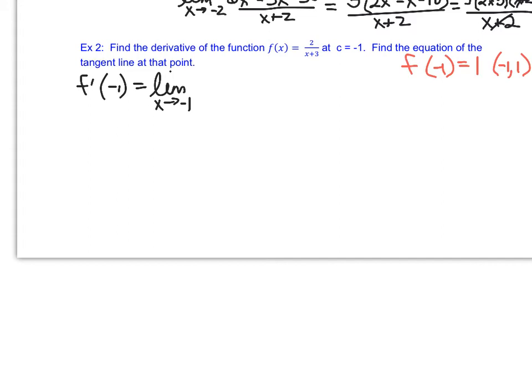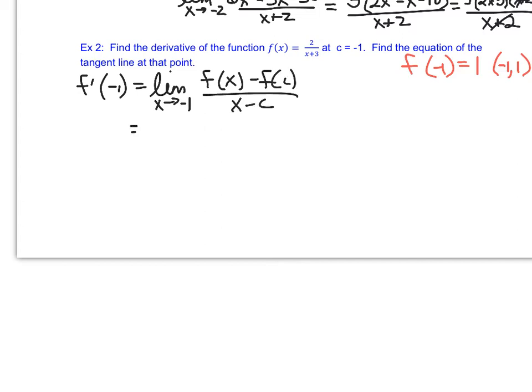the previous two made the distance between the 2 points that we were talking about go to 0. This has our x value at our x generic point move closer and closer to the c value. So we now want to say f of x minus f of c all over x minus c.